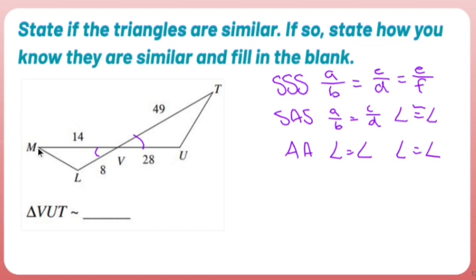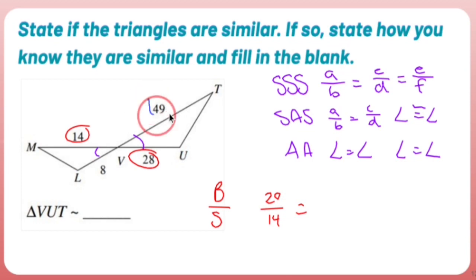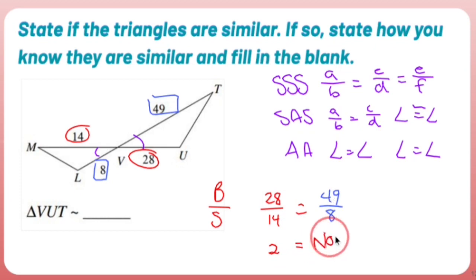Okay, now MV and 28 match up. I always like to do big to small. So 28 on the big has to match up with 14 on the small. That has to match up with 49 over 8. Now, 28 over 14 is 2. 49 over 8 is definitely not 2. So are these similar? Are they?